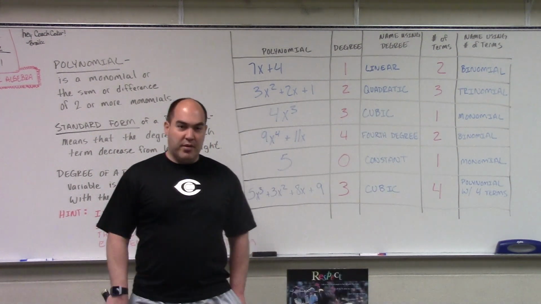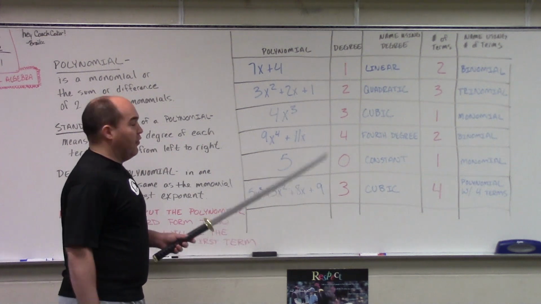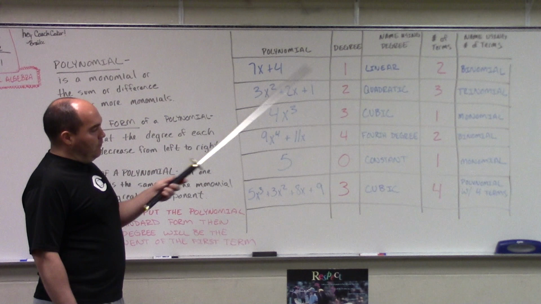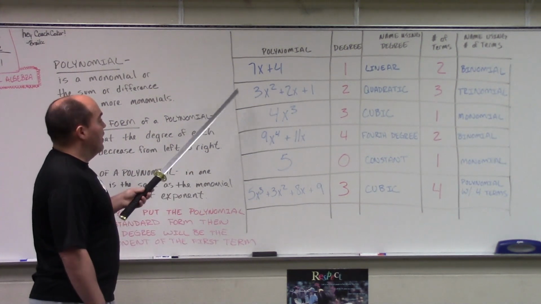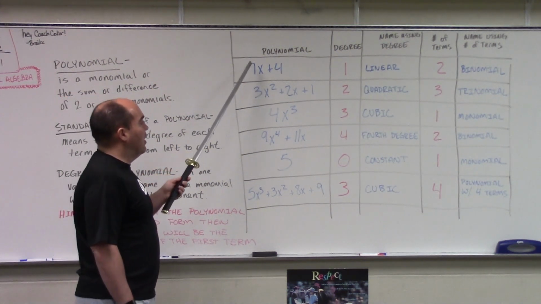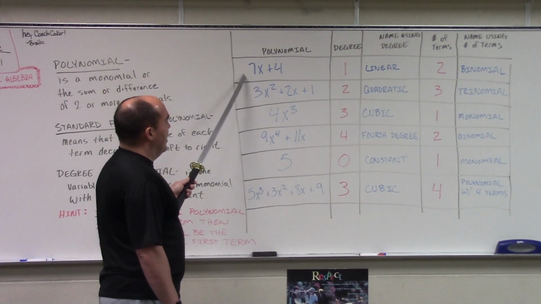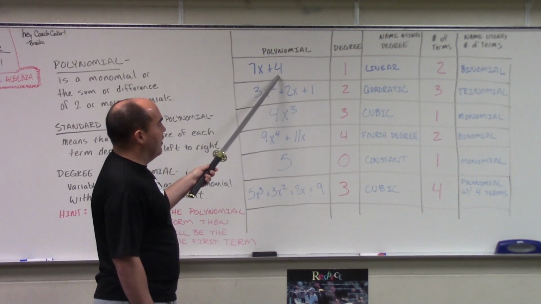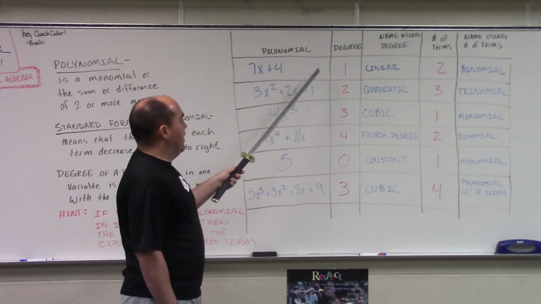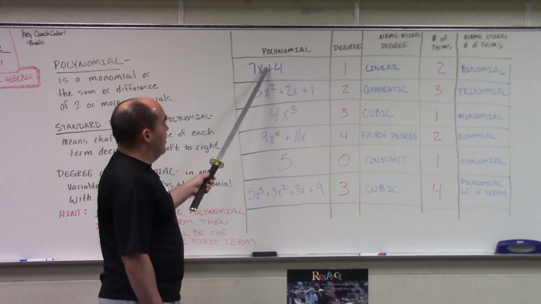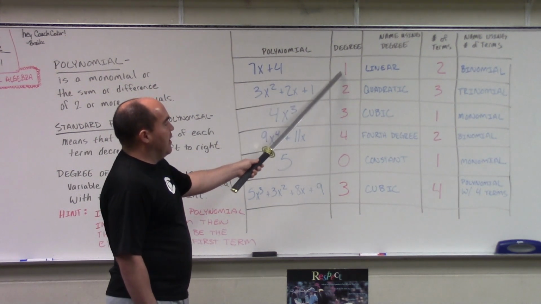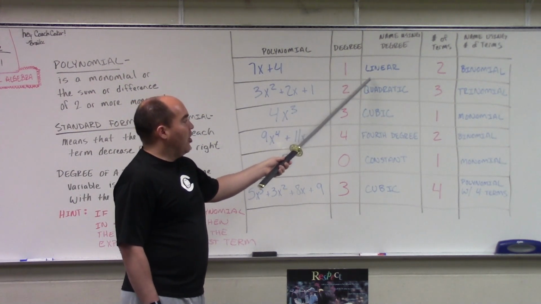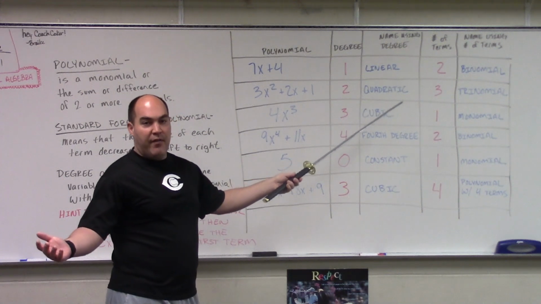So we got a bunch of examples here, so we'll get started. Hopefully you can see my chart here, and we'll go across from left to right. The first example is 7x plus 4. As you can tell, this is already in standard form. We've got the 7x and then we got the 4. So if we look at the exponent of the first term, we have 7x, so that degree is 1. Now anything that has a degree of 1, you're going to call that linear, just like when we've been graphing a line.